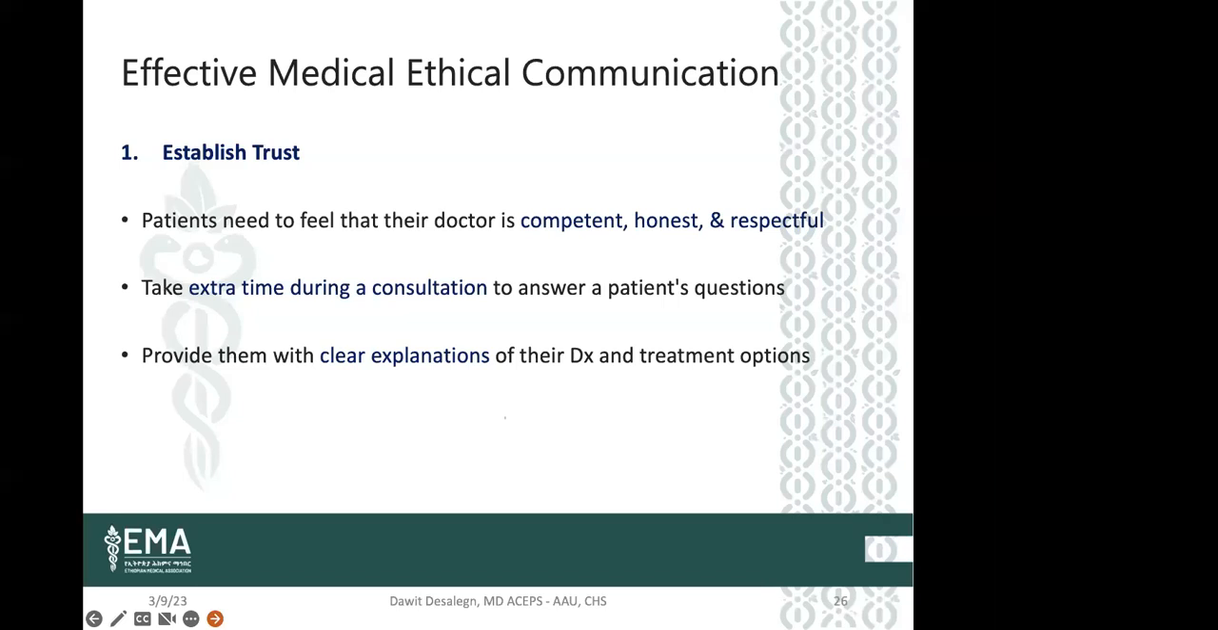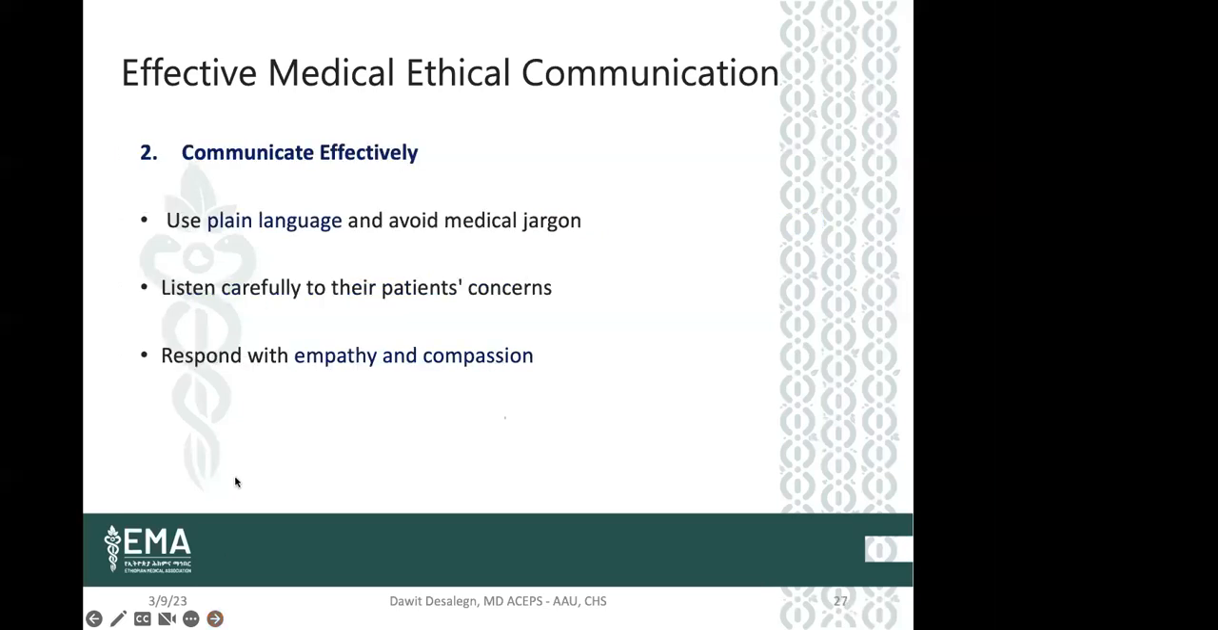You need to provide them with a clear explanation of their diagnosis and treatment plans. You need to communicate these plans effectively, use plain language, and try to avoid medical jargon. You shouldn't say, for instance, myocardial infarction. They will not understand it. Heart attack would suffice. So in all aspects of your fields, you need to try to provide simpler language that they can understand. And you need to listen carefully and respond to their inquiries with empathy and compassion.